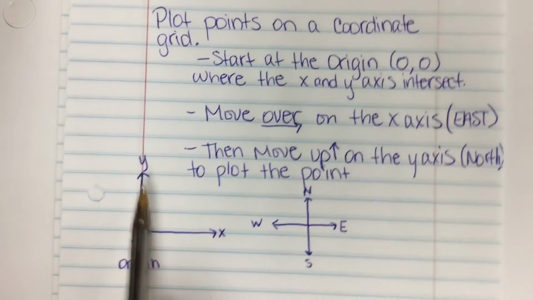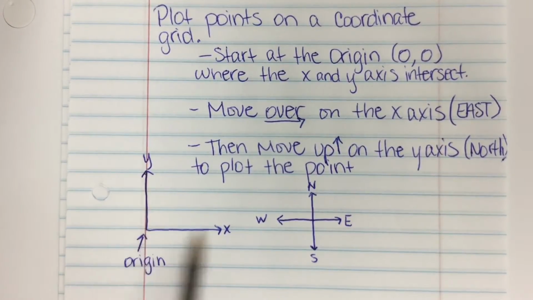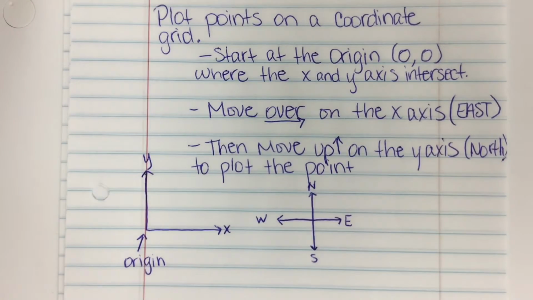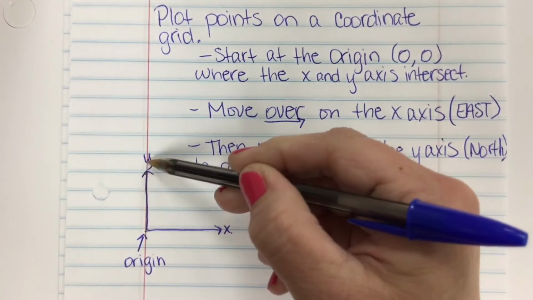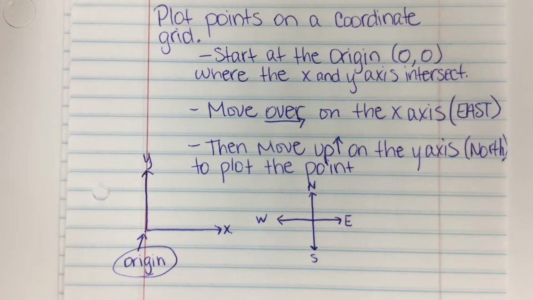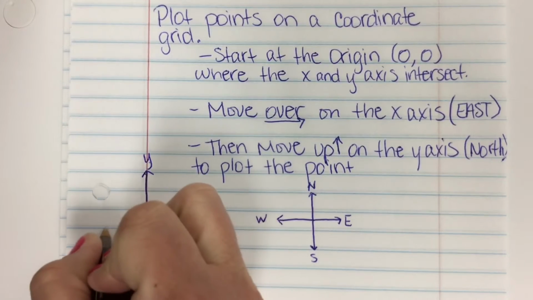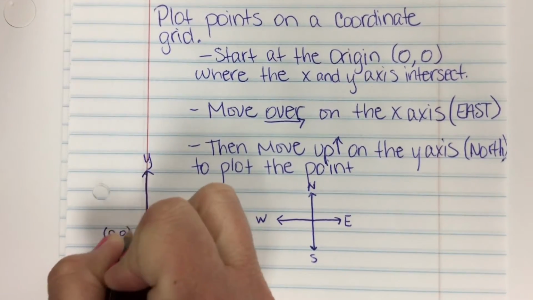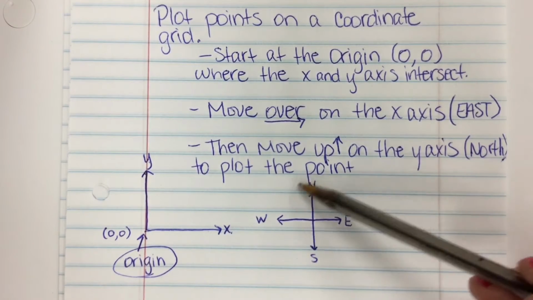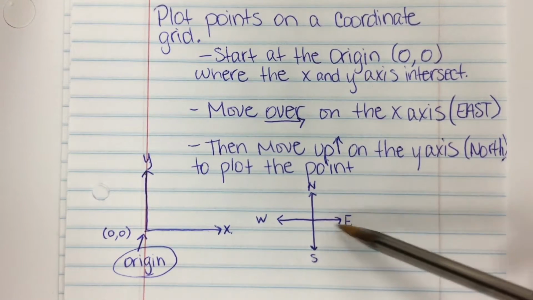So it would look like this. This is a coordinate grid. There would be lines on it, going horizontally and vertically. And the horizontal is your x-axis, the vertical is your y-axis, and the place where the two meet is the origin, and that would be the ordered pair 0, 0. And then here's your location: north, south, east, west.